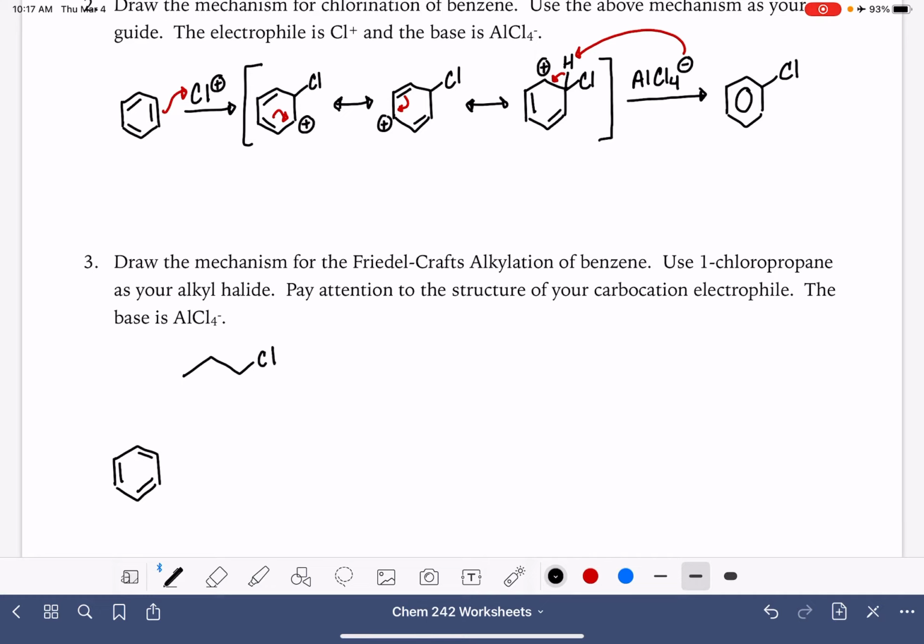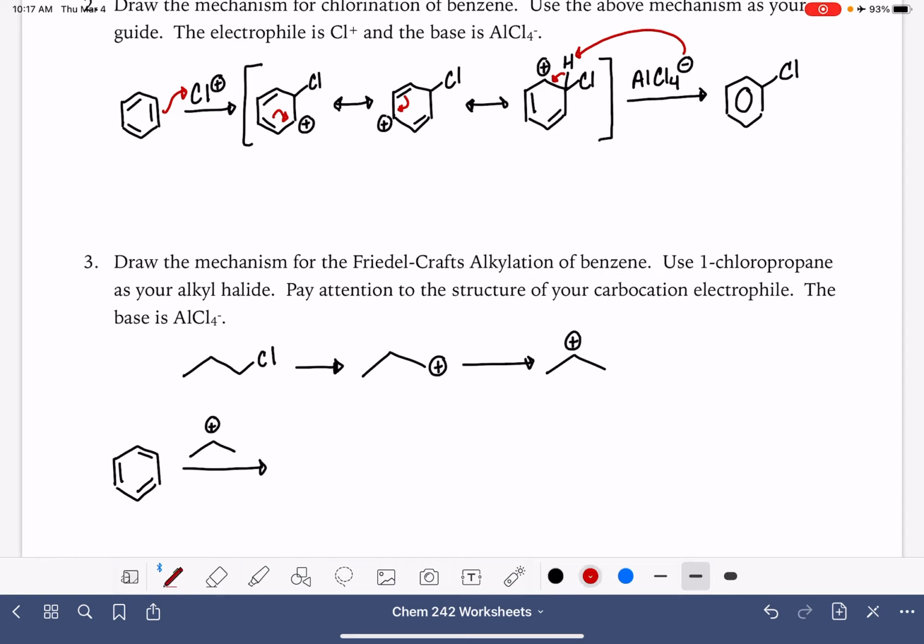Now, to get the 1-chloropropane ready for this reaction, the chlorine is going to be removed from the molecule, and it's going to make a carbocation. That's going to be our electrophile, but because this is a primary carbocation, it's actually going to rearrange itself to form a secondary carbocation. This is the actual electrophile that we'll be using in this reaction, right there.